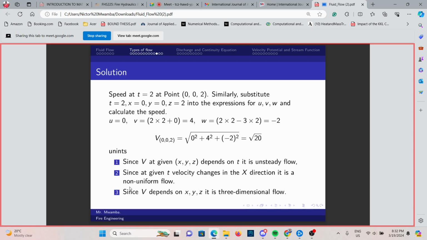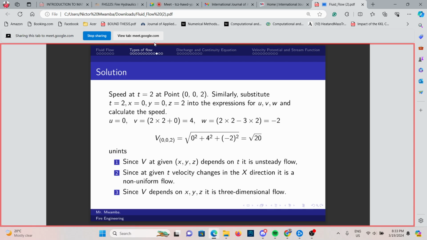Then for the dimensions, whether it is a 1-dimensional, 2-dimensional, or 3-dimensional flow, we have three space coordinates upon which this flow is dependent. So therefore it is a 3-dimensional flow. You have x, y, and z, which implies that it is a 3-dimensional flow. Then you would have classified whether it is uniform or non-uniform, steady or unsteady, and 1, 2, or 3-dimensional flow.